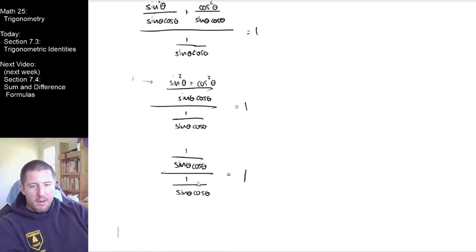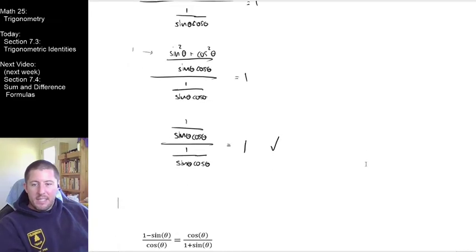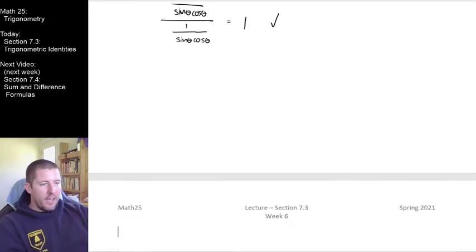Honestly, if you ended right here, I am cool with that because this is a number divided by the same number. Of course we're going to get 1. I think it's appropriate for that check mark to happen right there because that's clearly like a divided by a, and we got 1, right?